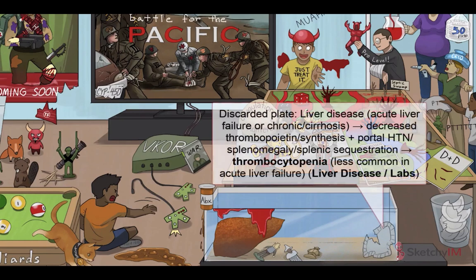In addition to low clotting factors, liver disease can lead to both decreased platelet count and function. One cause is decreased thrombopoietin production by a dysfunctional liver, resulting in decreased platelet production. Another cause is splenomegaly due to portal hypertension, leading to increased splenic sequestration of platelets. On labs, that means thrombocytopenia.